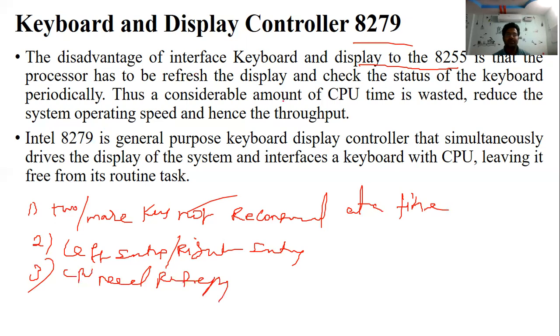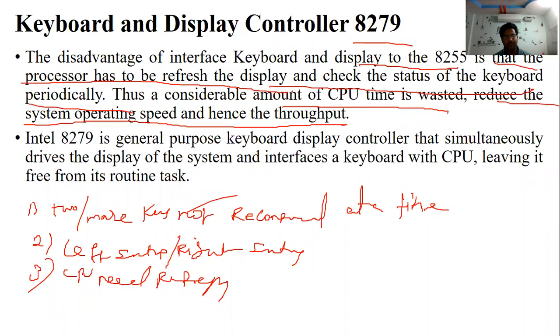So every time the processor needs to refresh the display and check the status of the keyboard periodically, this will waste CPU time and reduce the operating system speed and the throughput. So for interfacing the keyboard and display, Intel specially designed the 8279, only for connecting the keyboard as well as the display.